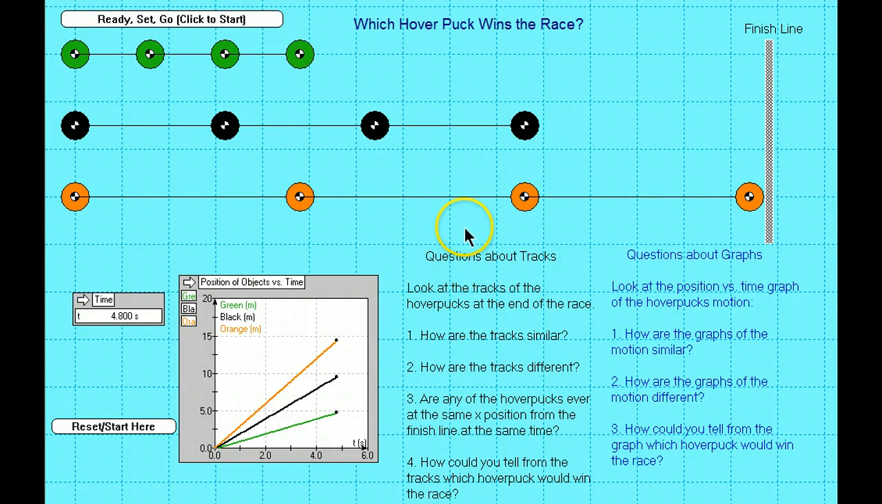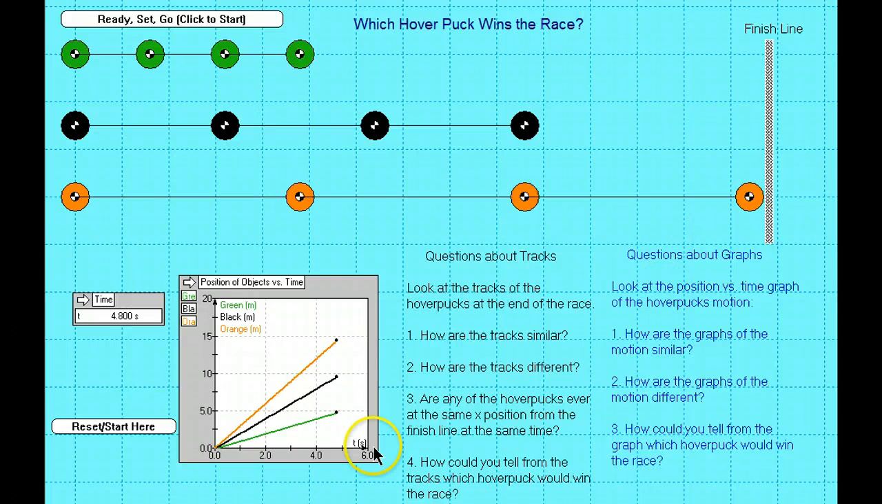The fact that we leave these tracking pictures behind gives us some idea of where the pucks are at different times. This is all at 0 seconds, this is all at 1.6 seconds, this is all at 3.2 seconds, this is all at 4.8 seconds. And hopefully you can see that they're at different distances from the start line as they move along at those same times.